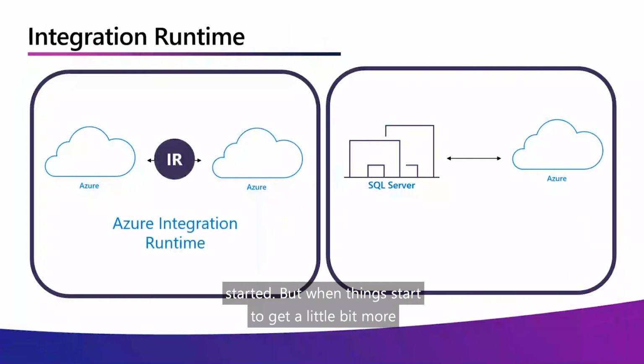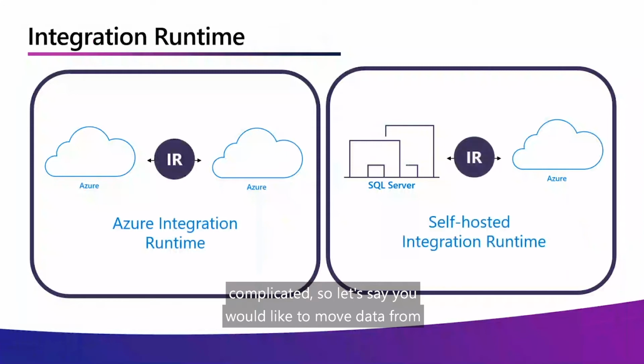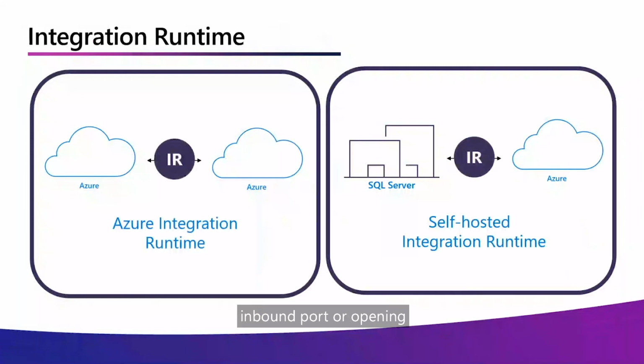But when things start to get a little bit more complicated, so let's say you would like to move data from your on-premises environment that has strict security requirements, or some of the data sources are actually sitting within a virtual private network in the cloud, then you can use a self-hosted integration runtime, which you can install on your own machine or a VM on the cloud, so that it allows you to communicate with the Azure Data Factory securely, as it will only require you to make outbound connections without any inbound port opening requirements.